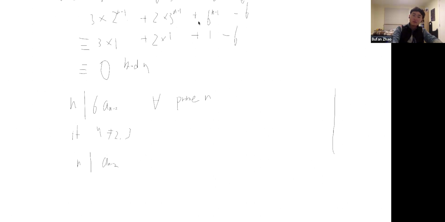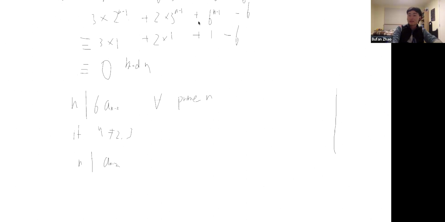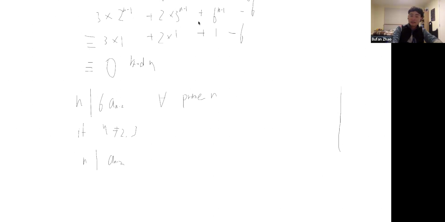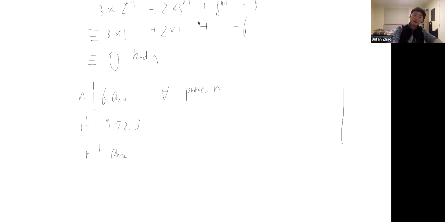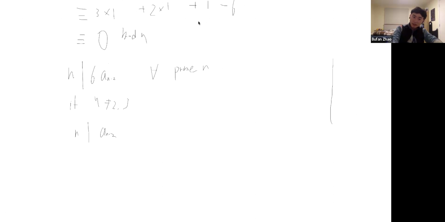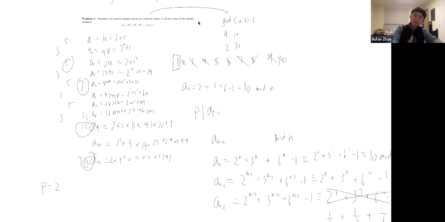Because the 6 doesn't contribute any useful prime factors when n is not 2 or 3. So when n is something like 5, right? If 5 can divide 6 times a, then 5 must also divide a. If 7 can divide 6 times a, then 7 must also divide a itself. So we know that when n is not 2 or 3, n always divides a minus 2. And indeed, that is what we're trying to prove over here.